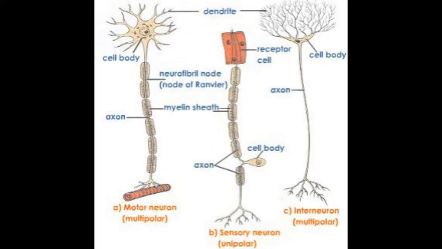The sensory neuron brings messages to the central nervous system. And last but not least is the interneuron. The interneurons are located inside your brain. These neurons are between sensory and motor neurons in the nervous system.